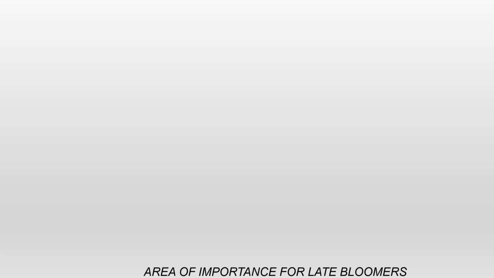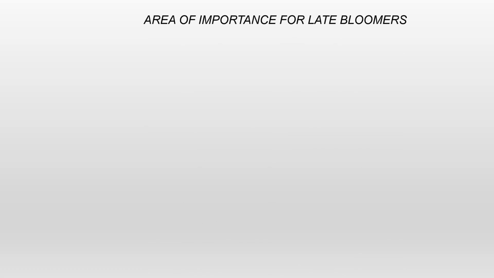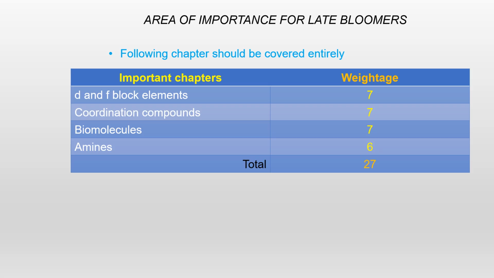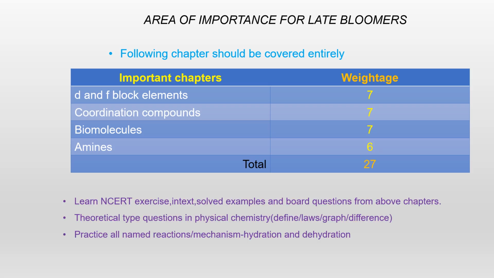For those who feel chemistry is very difficult, especially for the late bloomers, the following chapters should be covered entirely. If you study these 4 chapters for the exam, you can score a total of 27 marks: D and F block elements, coordination compounds, biomolecules and amines. Learn NCERT exercise, in-text and solved examples, and board questions from all the 4 chapters given above.